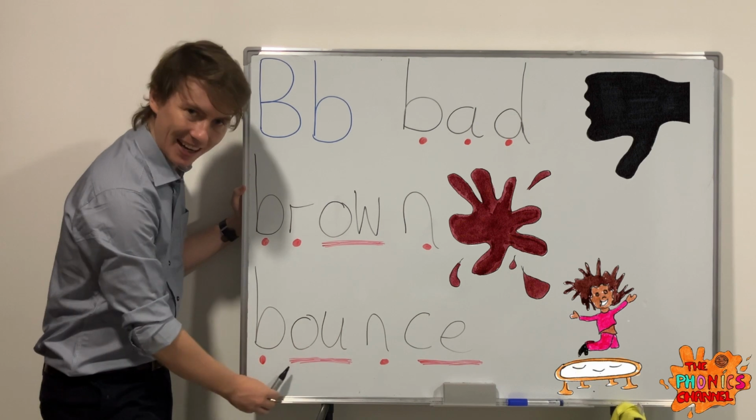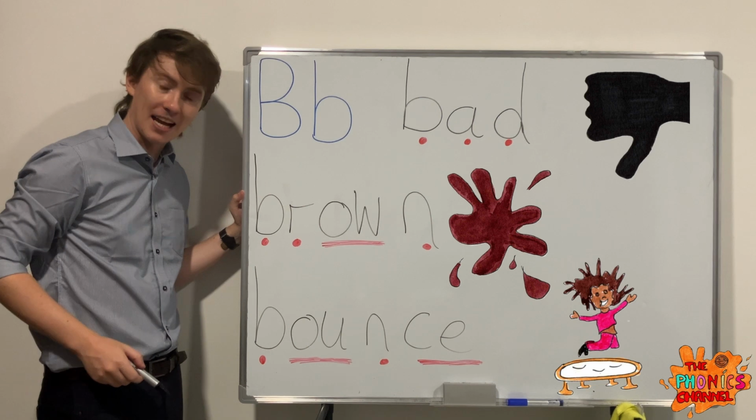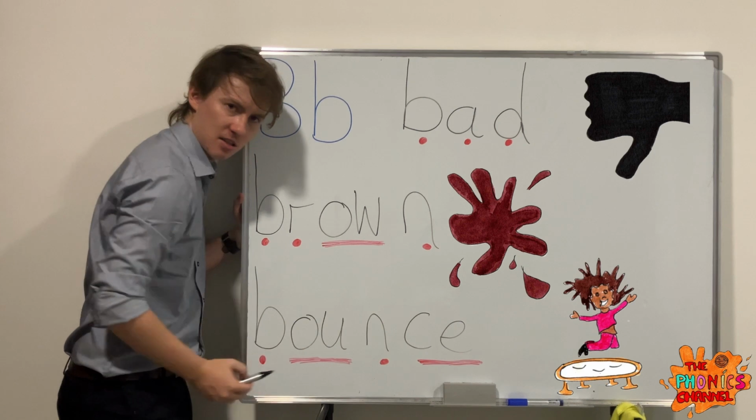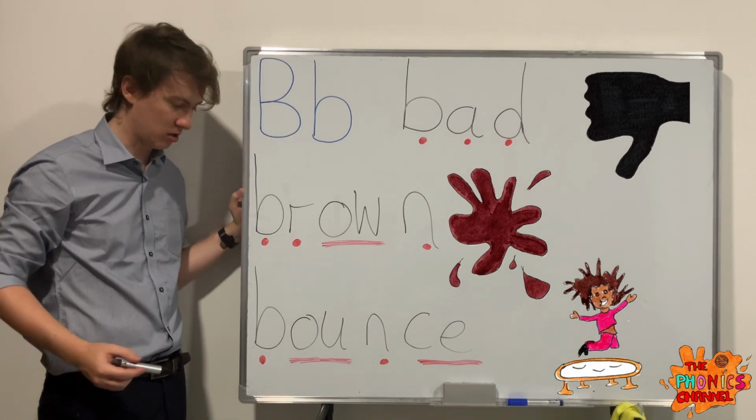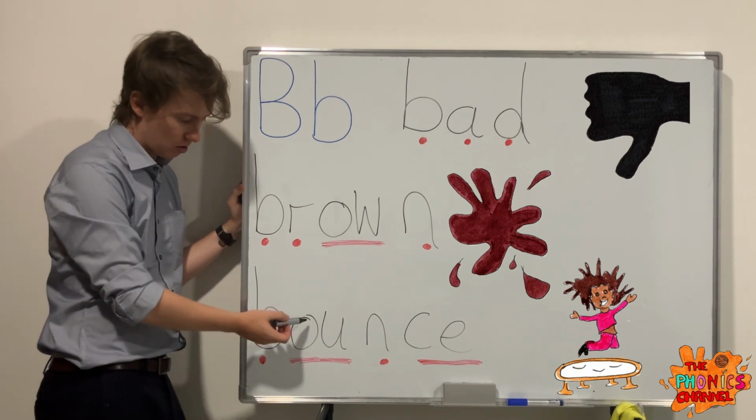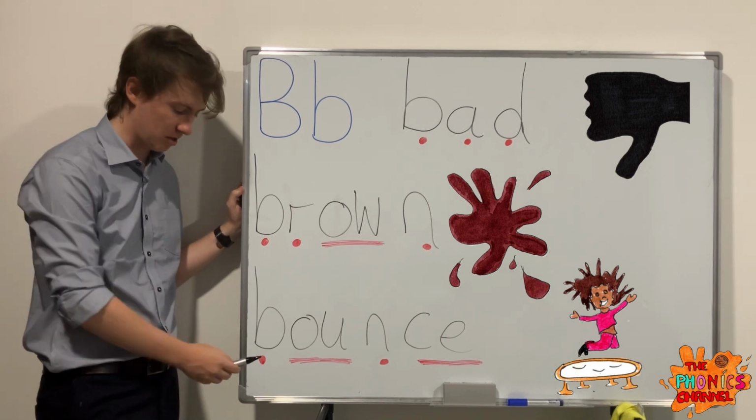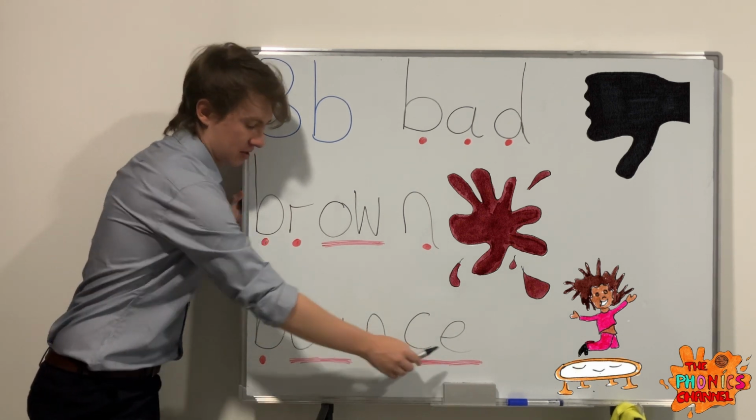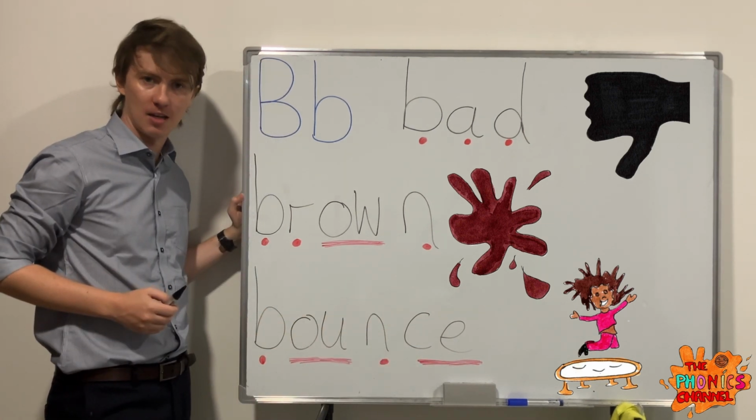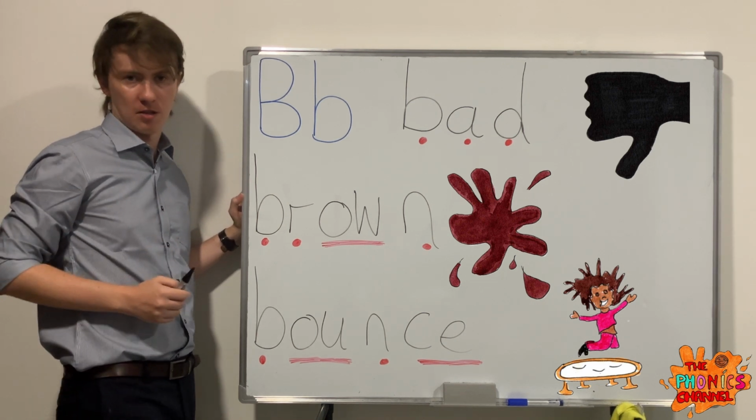So we've got the ow digraph here, and we've got the s digraph here, which usually goes at the end of words. So c and e together make an s sound, usually at the end of words. How many letters does bounce have? It has 1, 2, 3, 4, 5, 6 letters. How many sounds? B, ow, s. 1, 2, 3, 4. Four sounds. Six letters, four sounds for bounce.